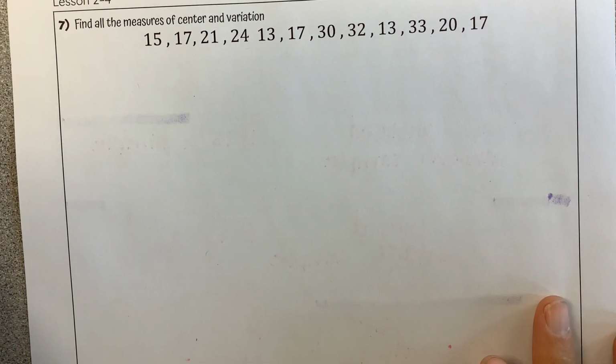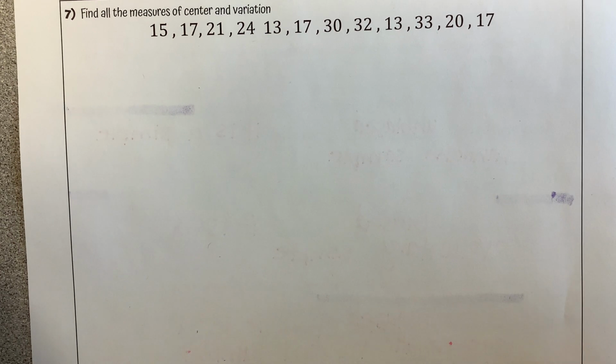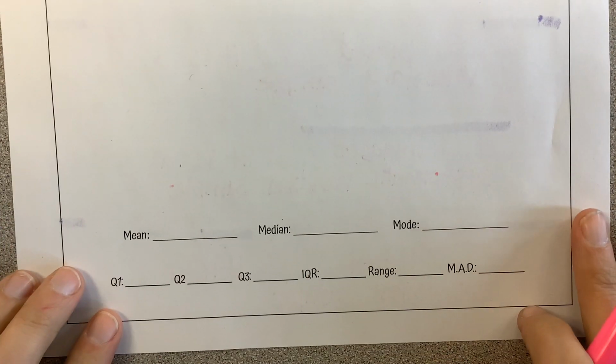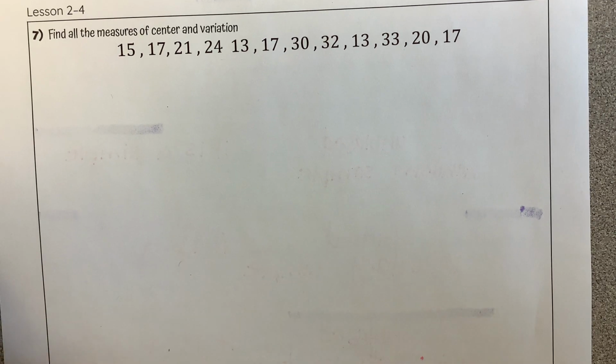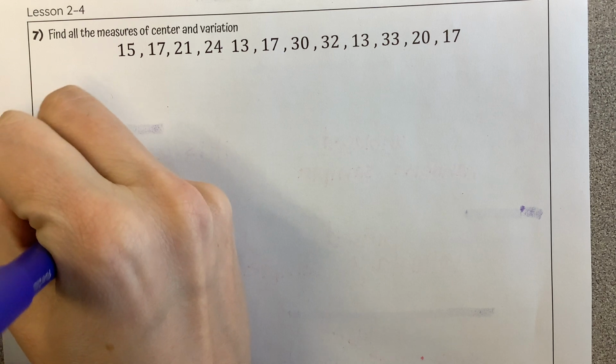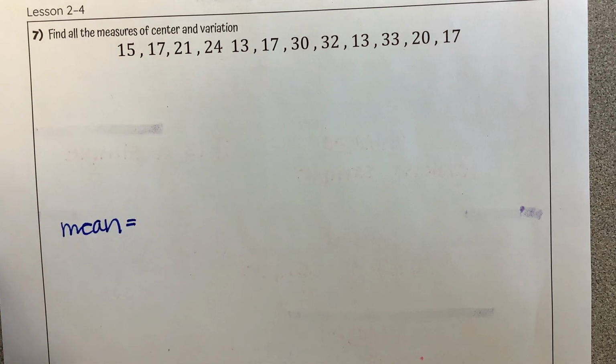And then last part, we're going to look at a data set and find all of the measures of center: mean, median, mode, Q1, Q3, IQR, range, and MAD. So first thing that I am going to do is calculate the mean. So I'm just going to write down here a little lower. Calculating the mean. So let's add this up.